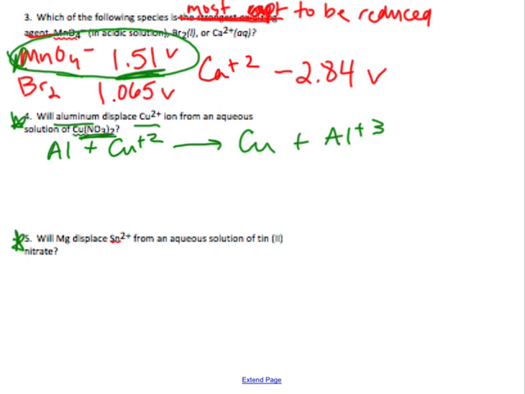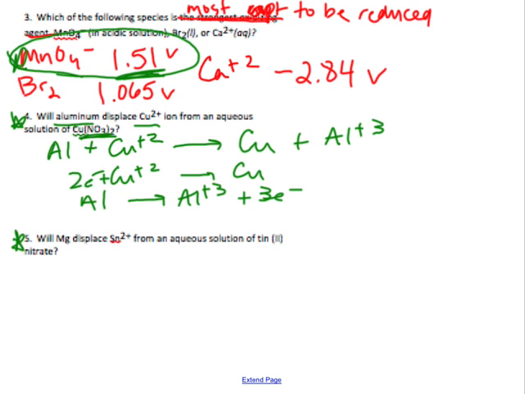The question is, will that happen? So what we need to know is if the E of that is positive or negative. What we're going to have to do is write 2 half reactions. And to do that, you just do the balancing that you already know how to do. Which one do you want to do first? Copper. So copper plus 2 going to copper. How do I balance that? Add 2 electrons. Let's do the other half reaction. Aluminum going to aluminum plus 3. How do I balance that? Add 3 electrons to the right. So there are my 2 half reactions.